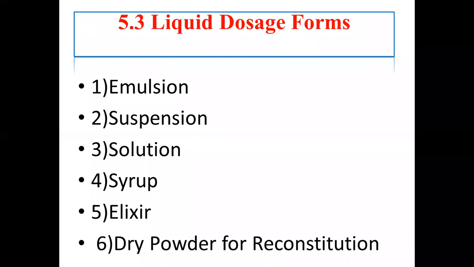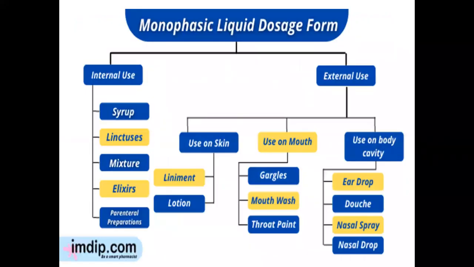In liquid dosage forms, elixir is for internal use. Gargles, mouthwashes, and throat paint are used in the mouth. Preparations used on the body cavity are douches, eardrops, nasal spray, and nasal drops. The dosage forms used on the skin are liniment and lotion. For internal use, there are syrup, linctus, mixtures, elixirs, and parenteral preparations. So in today's lecture, we discuss elixir and some points related to linctus.